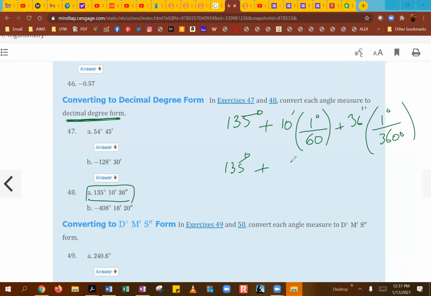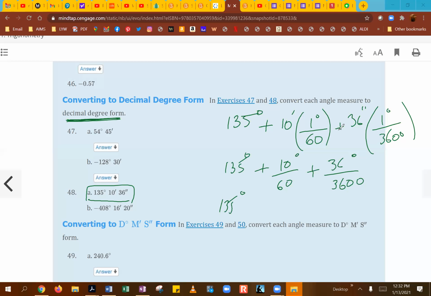So, of course, if you're multiplying 10 times 1/60, honestly, you can just write it as 10/60, and that will be in degrees. And same thing with the seconds over here, 36 multiplied by 1/3600 can become 36/3600, and that will be in degrees also.